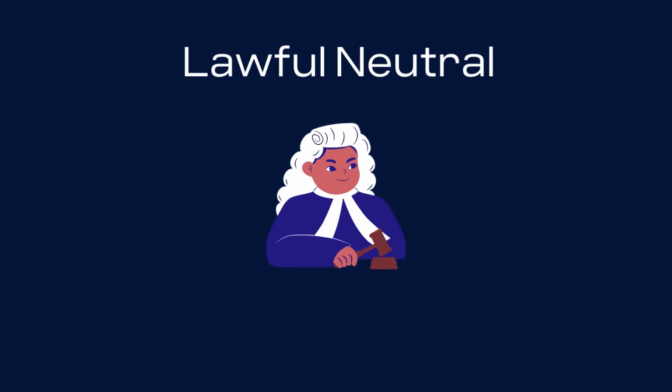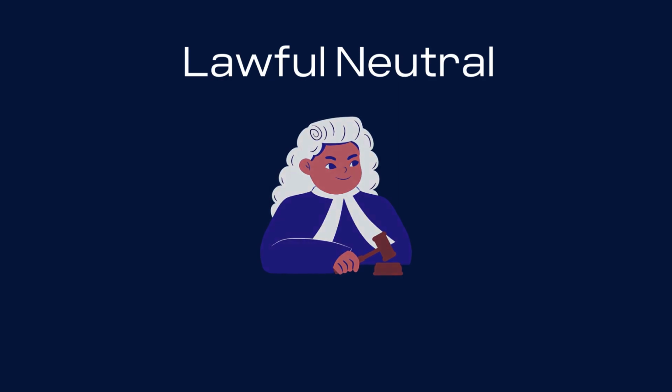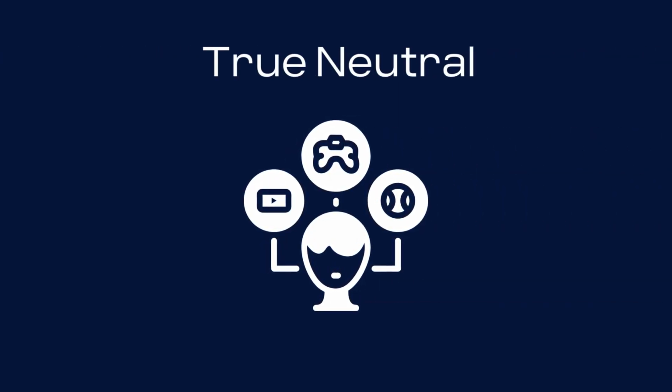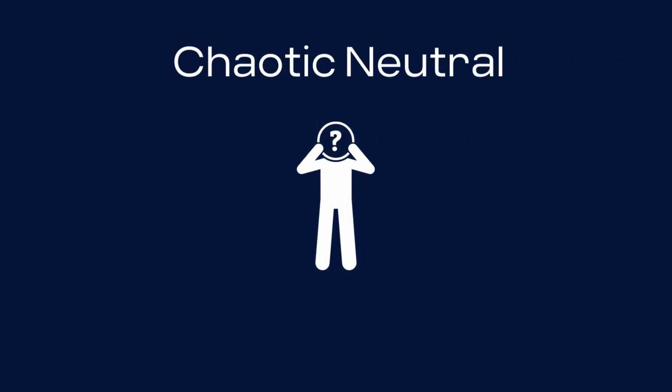Lawful neutral individuals value order and tradition, even if it harms others. True neutral characters are impartial and make decisions based on personal interests. Chaotic neutral figures are unpredictable and unruly.